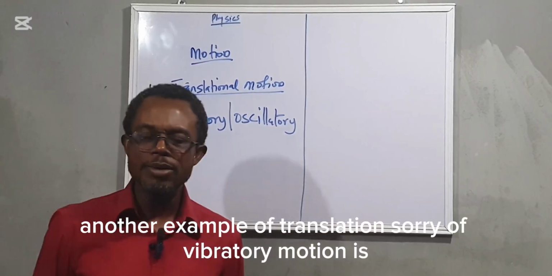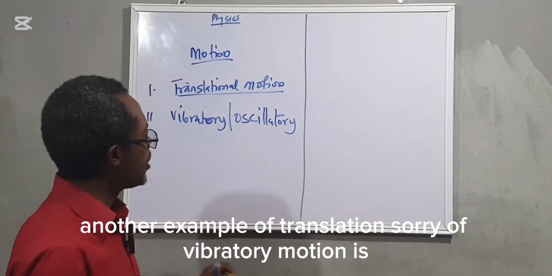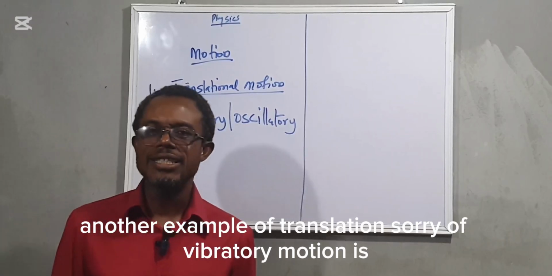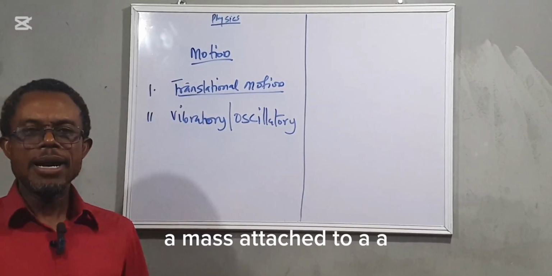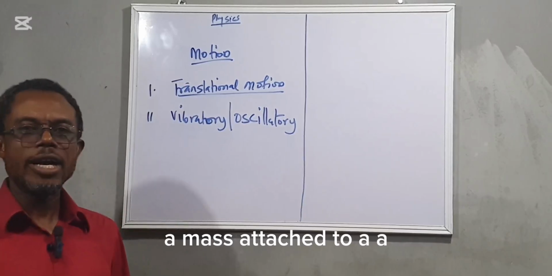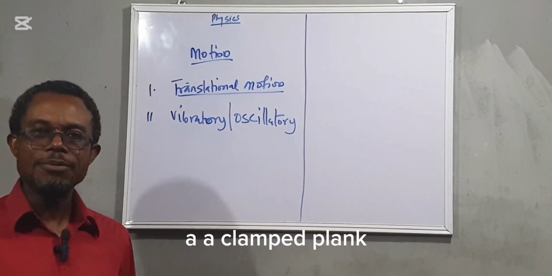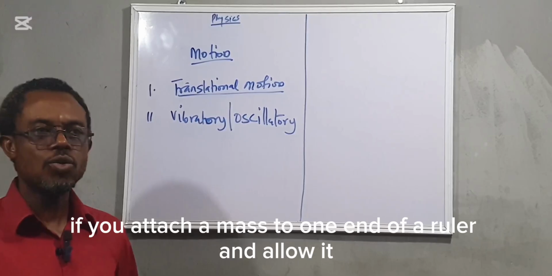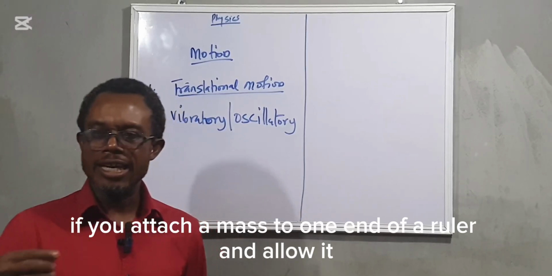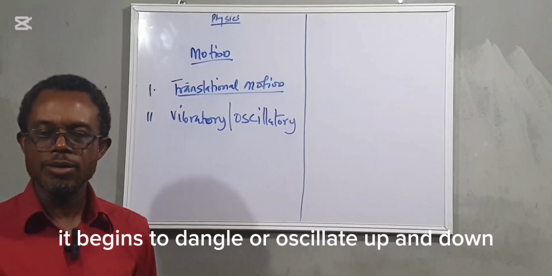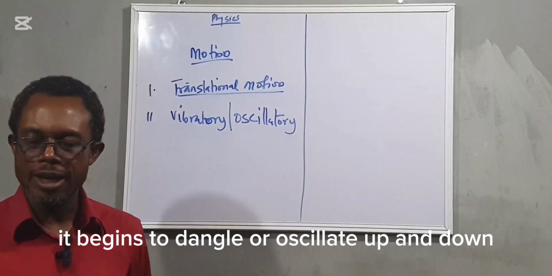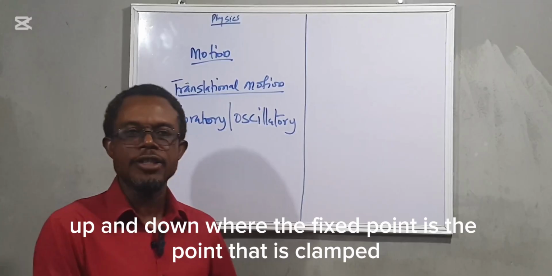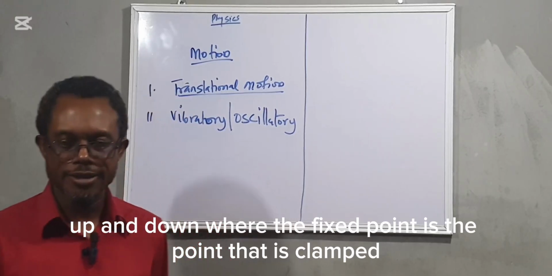Another example of vibratory motion is a mass attached to a clamped plank, in this case a ruler. If you attach a mass to one end of a ruler and allow it to dangle or oscillate up and down, the fixed point is the point that is clamped.